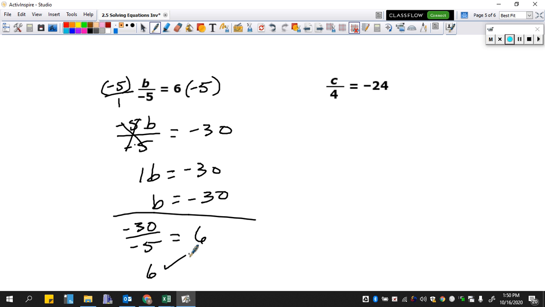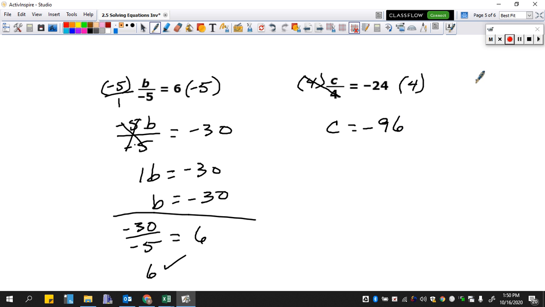All right. On this problem on the right, c divided by 4 is equal to negative 24. Well, this is division, so the inverse operation of division is multiplication. So we're just going to say multiply by 4, multiply by 4. Okay, I could go through this whole thing over here of explaining how it cancels out, or I can just say, well, that just cancels out there like that. We're left with c is equal to negative 24 times 4. Okay, so when I do that, I end up with negative 96.